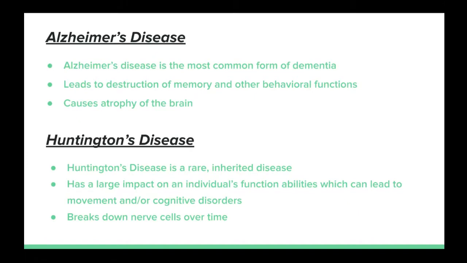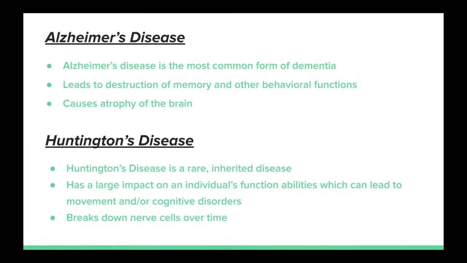So, Alzheimer's disease is the most common form of dementia. It leads to destruction of memory and other behavioral functions. It causes atrophy of the brain, which is basically the loss of brain cells. It destroys a lot of cells that help an individual communicate.